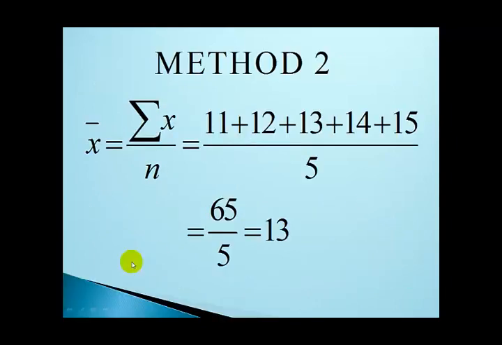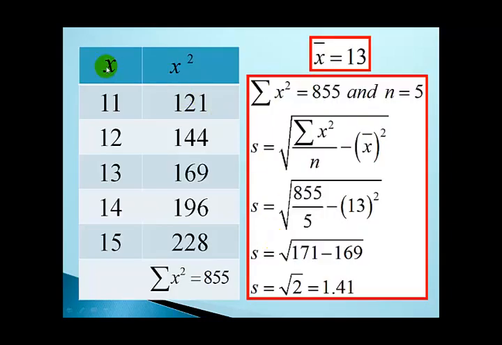Now let's look at method 2. With method 2, we still find the mean as in method 1. The mean is equal to summation x over n, and that gave us 13. After calculating the mean as shown, we have 13. Now we have this table. We have x and x squared. These are the x values. We have 11, 12, 13, 14, 15.